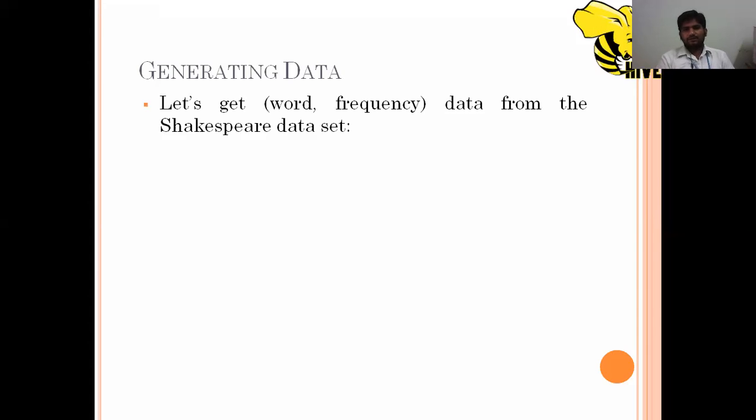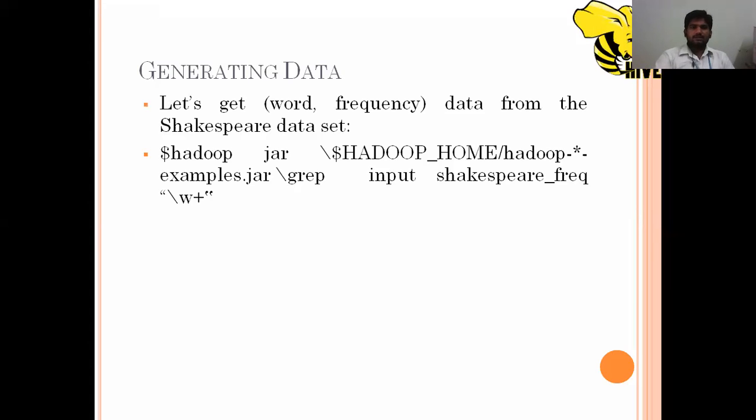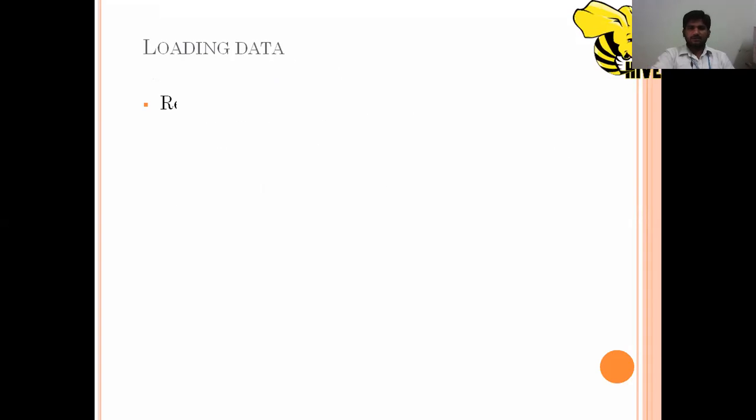So, generating data. Here we get the word and frequency of data from the Shakespeare's data set. We run the Hadoop jar, a Java file, that is a jar file, from the Hadoop home, the Hadoop examples jar, with the input command. The input is Shakespeare underscore frequencies, where we are going to get all the frequencies. That means all the numbers; we already know the frequency is integer numbers. That integer data contains the information, and all that information it will show. So like that we are going to do.